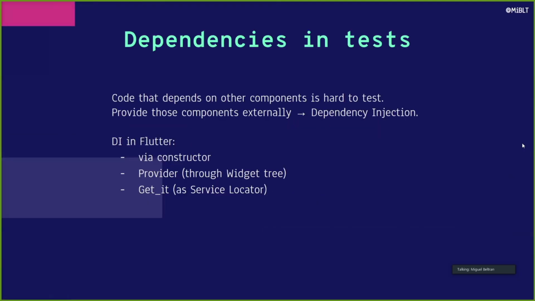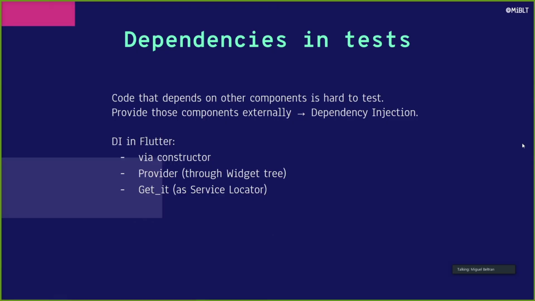As I said before, one problem is that the classes and methods you want to test depend on other components that can't be tested. The solution usually boils down to being able to provide those dependencies externally. In my experience in Flutter, there are three different solutions. And I know people that use the three together in a project. Others like me prefer to stick, for example, to just constructor and provider. So it is up to you.